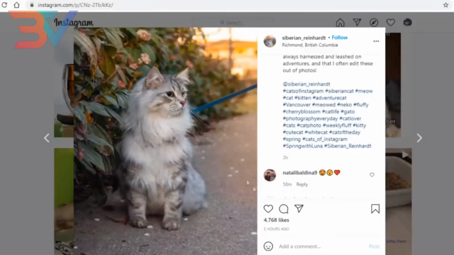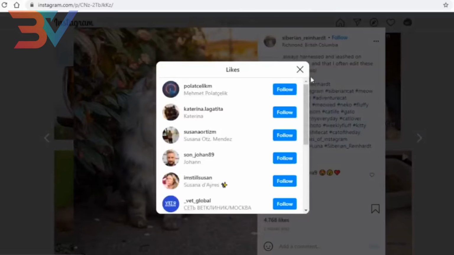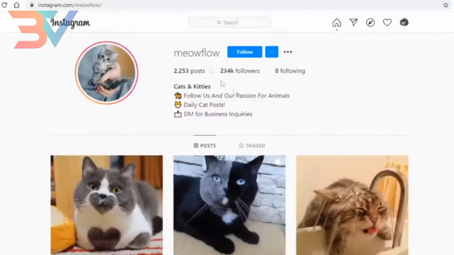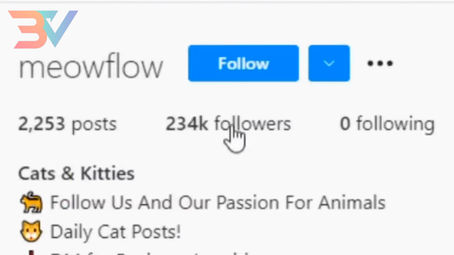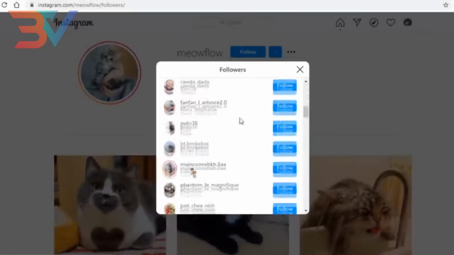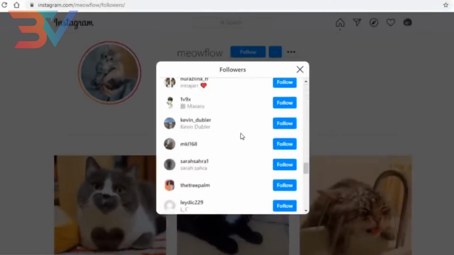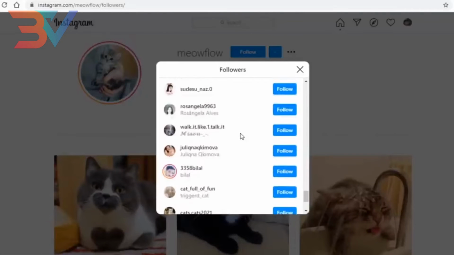Now what you can do is follow the people who liked the post and commented on it, but the best way, arguably, is to just go over to the page in question, click on the followers here, and just follow all of these people. And within like 20 minutes, you'll be following hundreds of people, and most of them will have followed you back by then.